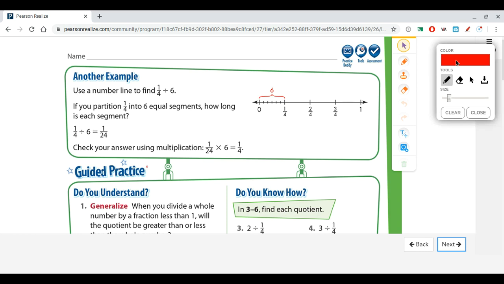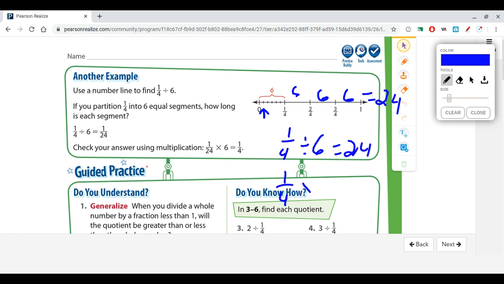Here, let me just go ahead and get my color up. I would have another 6. I would have another 6 here, and I would have another 6 here for a total of 24. But I'm only looking at taking one of those lines. So 1/4 divided by 6 is going to equal 1/24. Or keep, change, flip, and I end up with 1/24. Okay, and then to check my answer, I could do 1/24 times 6. And when I did 1/24 times 6, I would get 1/4.